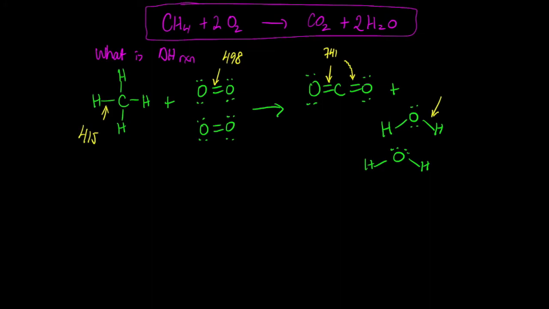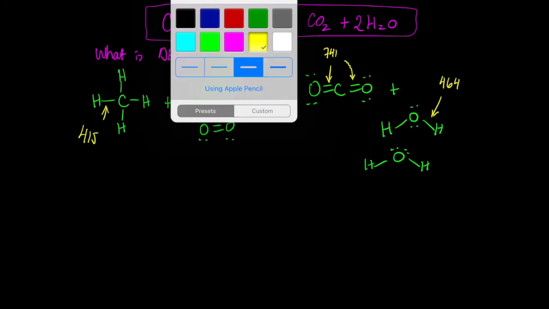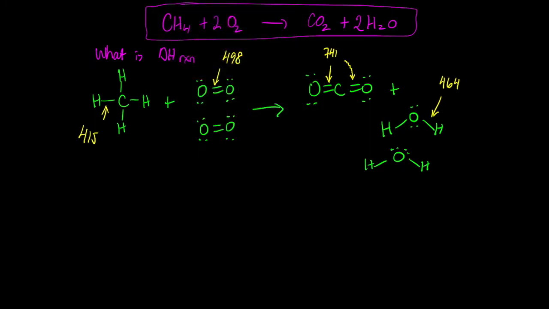And then we have an OH bond. We have a bunch of those in this molecule. Let me see if I can find that. Okay, 464. And now we use the formula, right? Delta H is equal to the sum of the bonds broken minus formed.